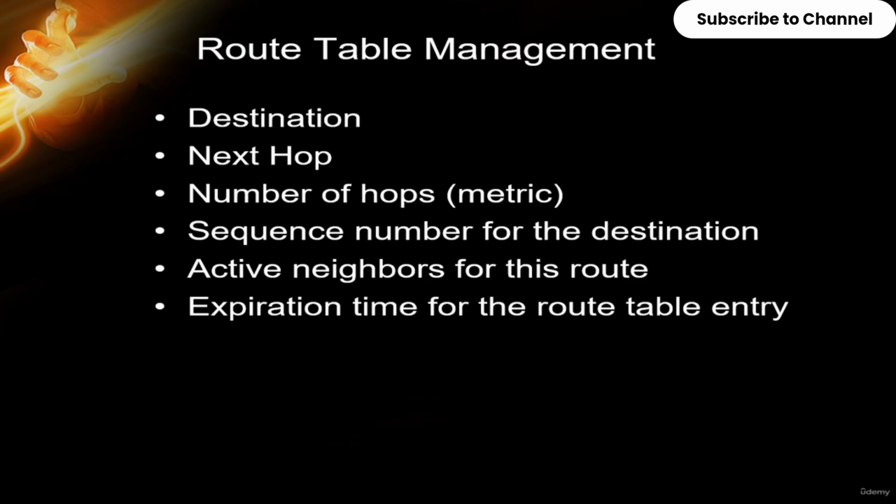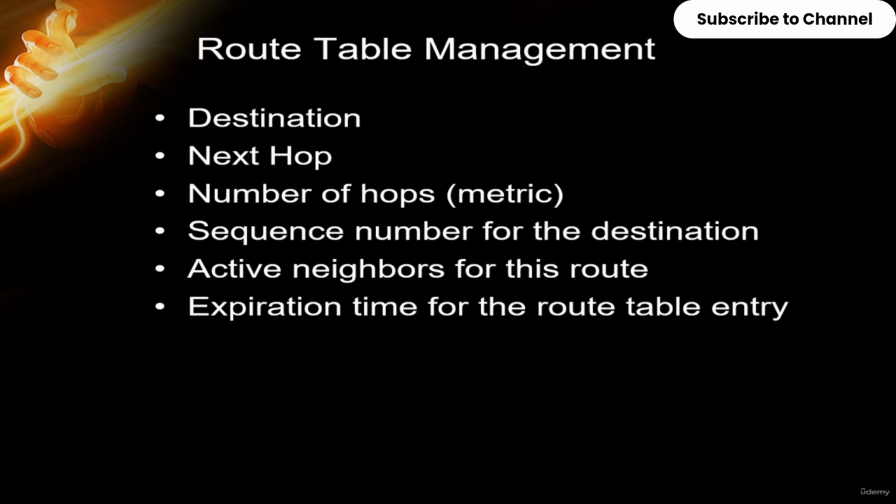The expiration timer depends upon the size of the ad hoc network. In each routing table entry, the address of active neighbors through which packets for a given destination are received is also maintained. A route entry is considered active if it is used by an active neighbor. Then a mobile node maintains a route table entry for each destination of interest. So it has the destination, number of hops, sequence number of the destination, active neighbors for this route, and expiration time for the route reply entry.